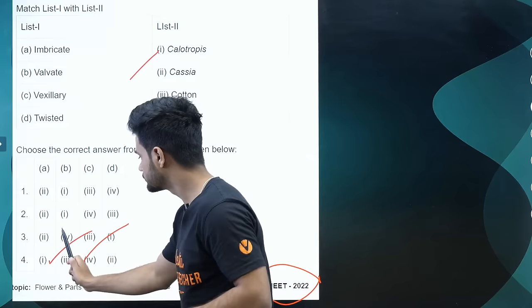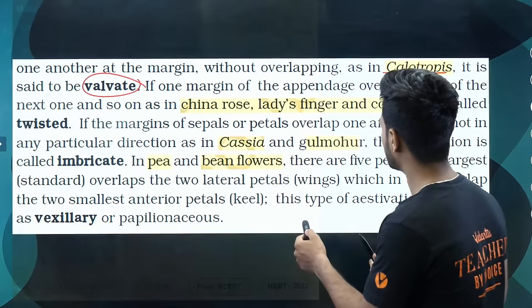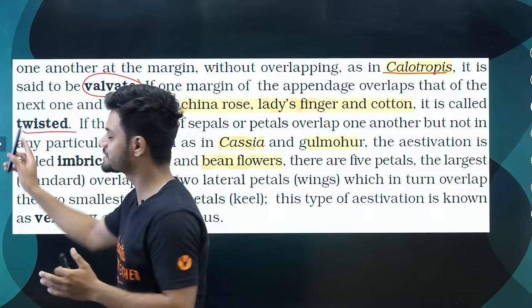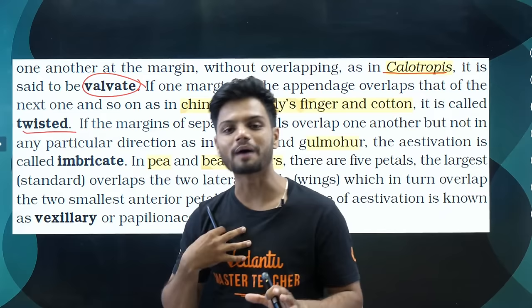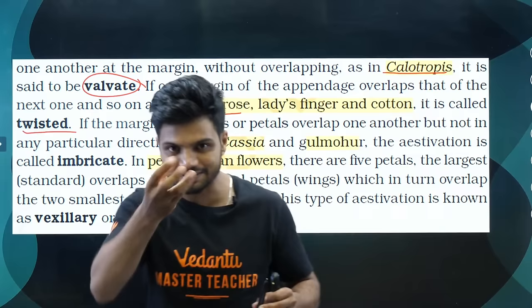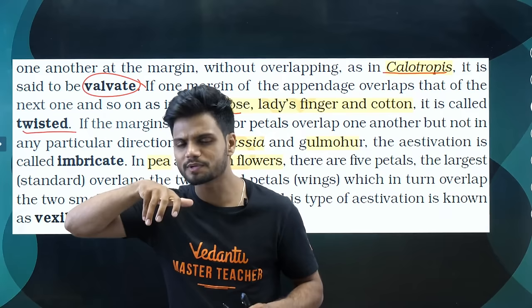Now, in the case of twisted, this is how I remember. You can make your own mnemonics, but this is what I used to do. Twisted estivation. The China rose, if you look from top, all of you would have seen a rose. When you take the rose and look from up, does it look twisted? Yes, it looks twisted. So twisted estivation: China rose.